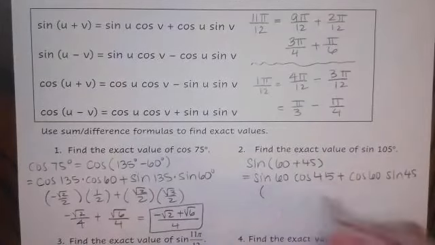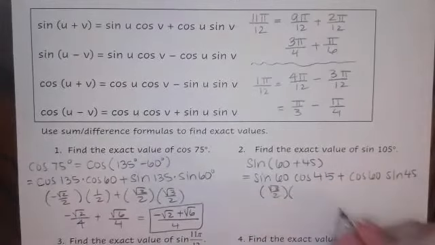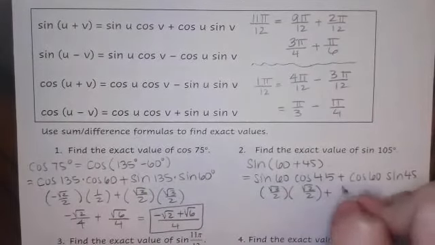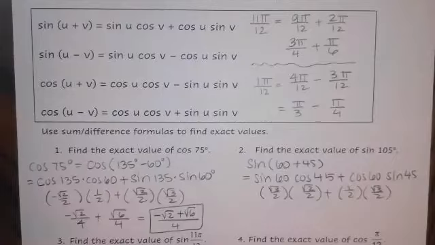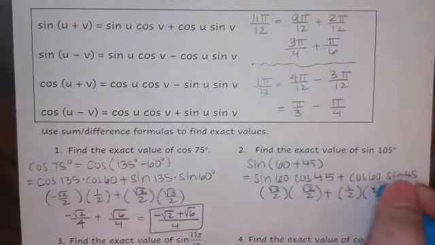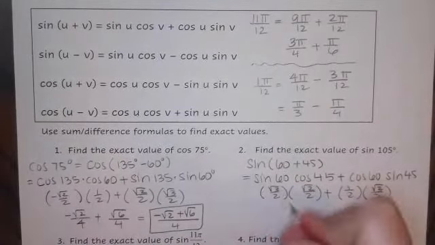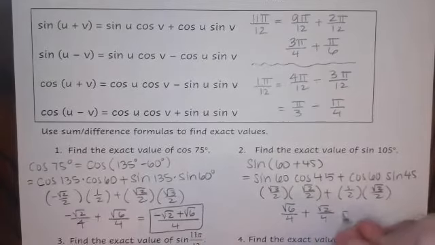We get our ratios. Sine of 60 is root 3 over 2. Cosine of 45 is root 2 over 2. Cosine of 60, that's 1/2. Sine of 45 is root 3 over 2. No, root 2 over 2. Now we're ready to multiply. And so that gives us root 6 over 4 plus root 2 over 4, which is root 6 plus root 2 over 4.